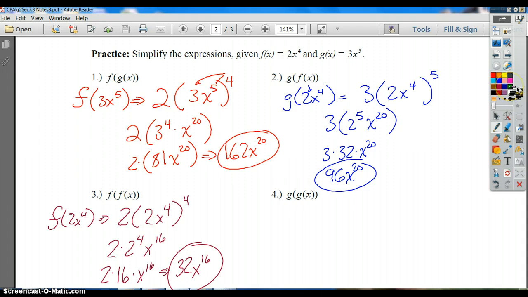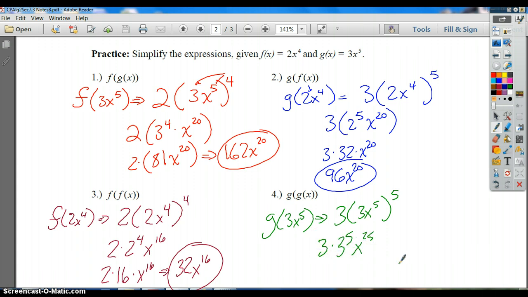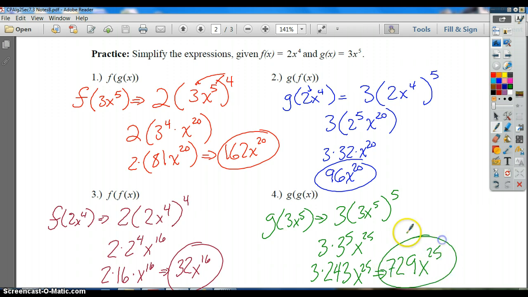Okay. Going with the g of x. So this is g of the x to the fifth. So when I rewrite this again, I need a blank where the x is. I substituted my 3x to the fifth. So this is 3 times 3 to the fifth, x to the 25th. 3 to the fifth would be 243. We know 3 to the fourth is, what was it? Just did it here. It's 81. Okay? So if I do 81 times 3, I'm at 243. And then this is x to the 25th. Multiplied by 3. Go ahead and get 729 x to the 25th.